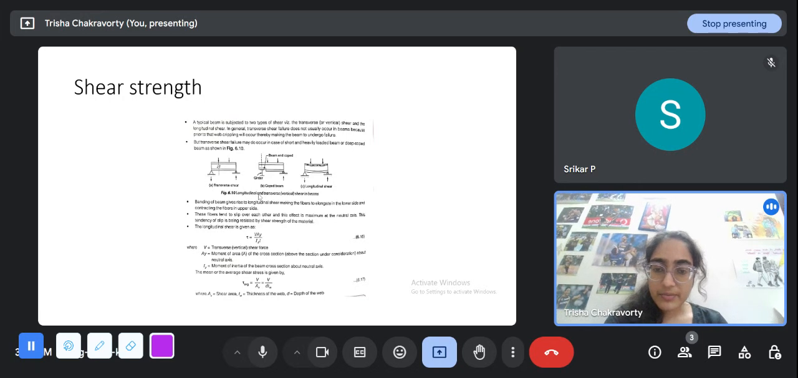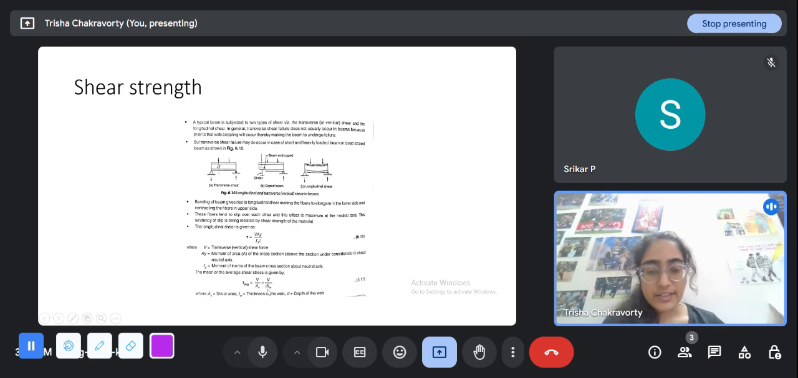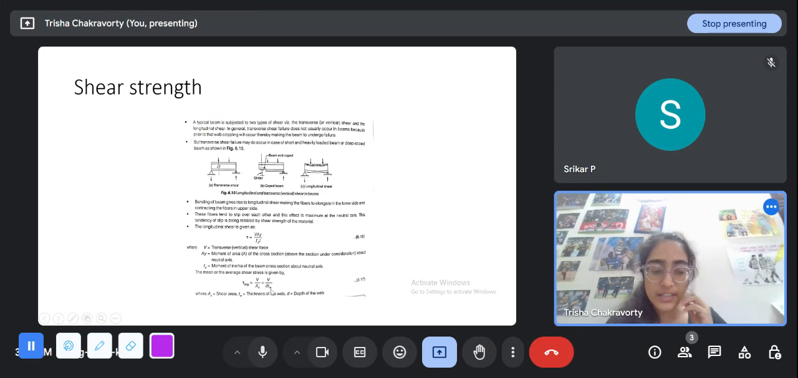These fibers tend to slip over each other, and this effect is maximum at the neutral axis. The tendency to slip is being resisted by the shear strength of the material. The longitudinal shear is given by this formula, and the mean or average stress is the shear force divided by the area. Here we take only the area of the web, because we are considering that only the web takes the shear force. But there is one thing to be noted here, that we are taking d into Tw.